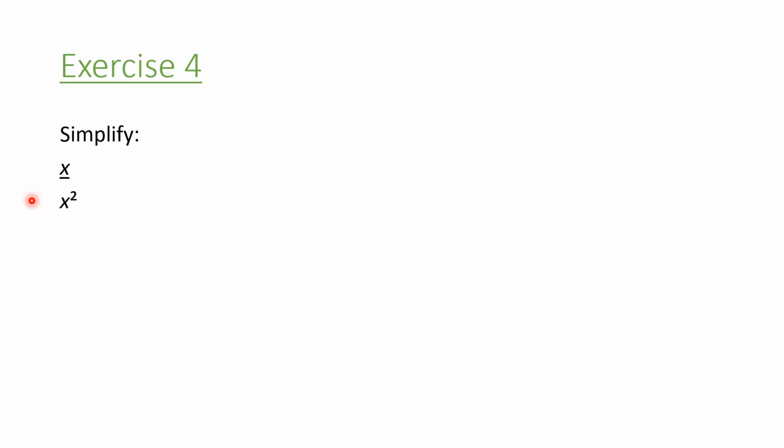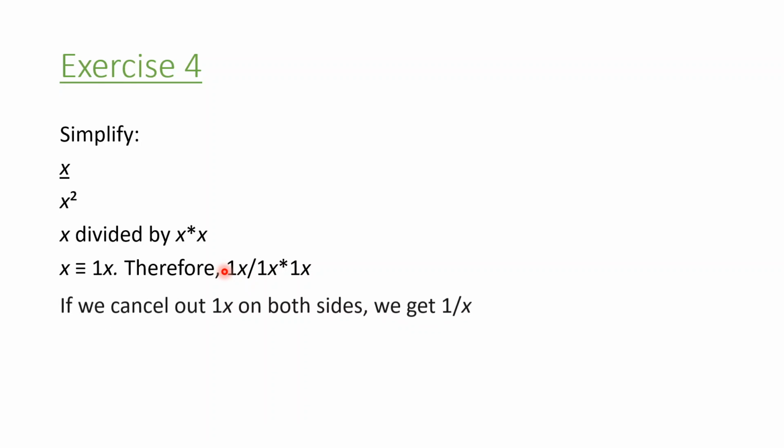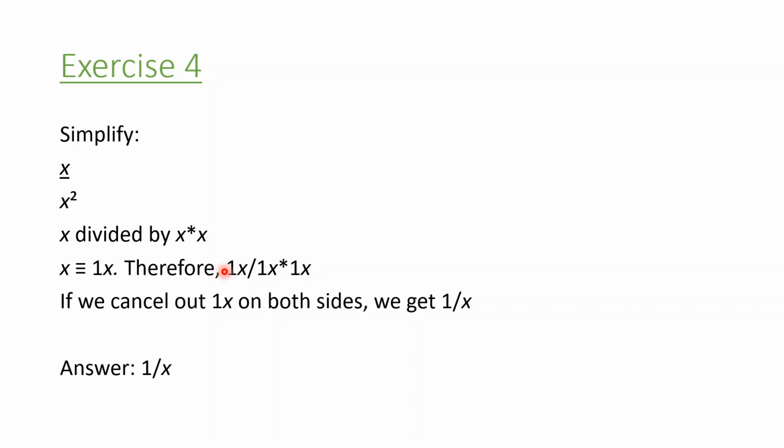Therefore, we can cancel out x on both sides. This is what it is essentially. So basically, if we cancel out 1x, like get rid of an x, we have 1 over 1 times 1x. We can get rid of the 1 and call it 1x. So it's 1 over 1x, or 1 over x.